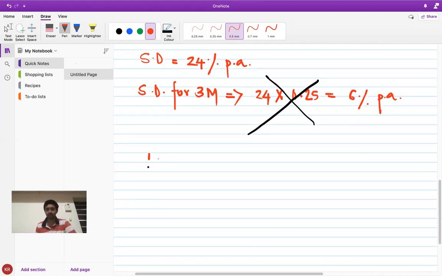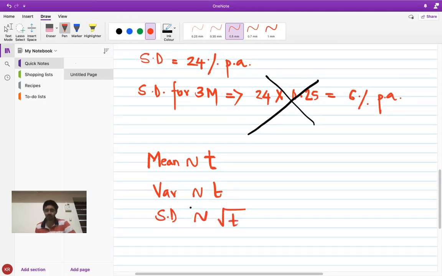Okay, mean is proportional to time. Let's say I make it small t. Variance is proportional to time. Standard deviation is proportional to square root of time. I'm using this notation for proportional; it's just my own notation because I don't want to write "is proportional". Standard deviation is proportional to square root of time.